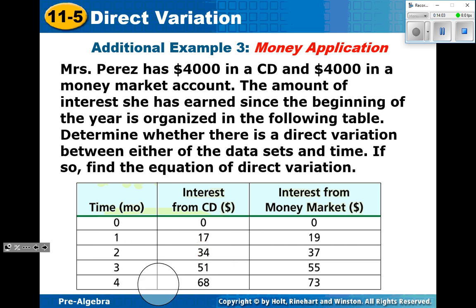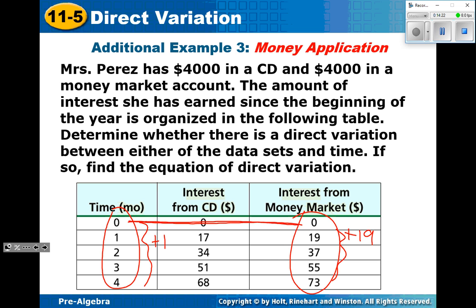What about the interest from the money market? So you're going to use the same time here, and that's the interest. So it still contains the point 0, 0. These are still going up by 1s. This goes up by 19, and then 18, and then 18, and then 18. So it's almost direct variation, but not quite, because it is not going up consistently.